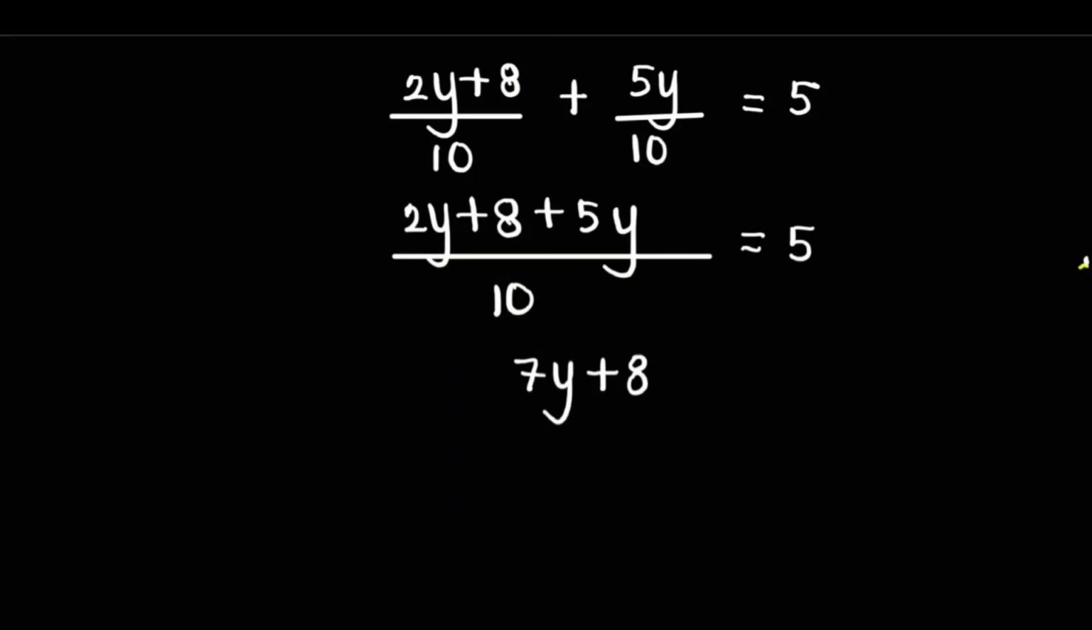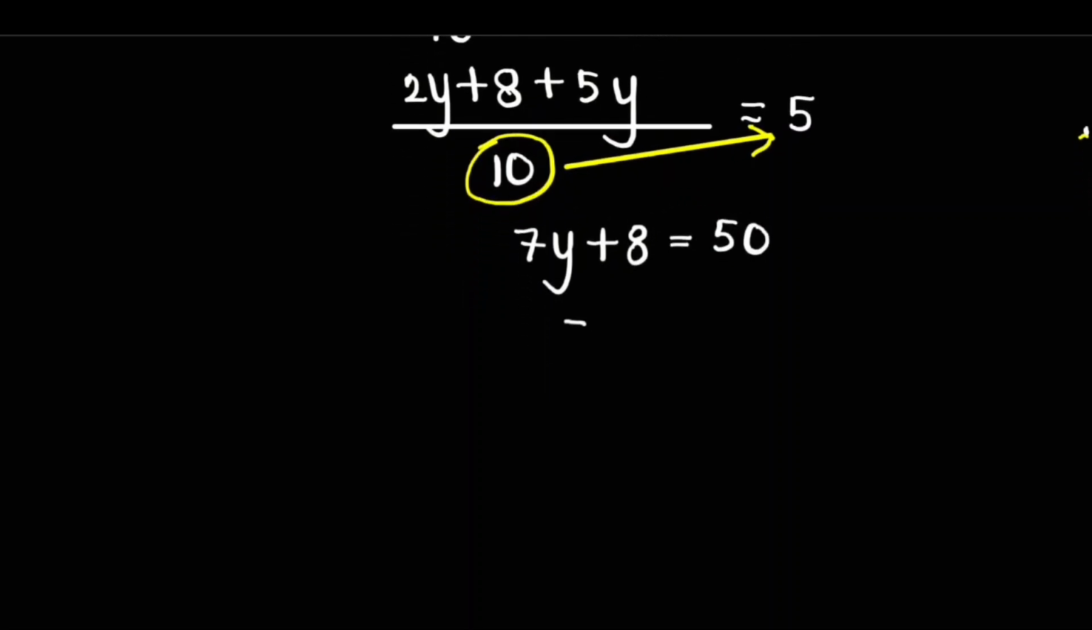Now what's going to happen here is that you no longer want this 10 in the denominator. So to get rid of it, you can look at it as you multiplying both sides by 10, or you taking the 10 and you multiplying across. So 10 times 5 is going to give you 50. Now let's take the 8 over to the right hand side. It is going to subtract. So you have 50 minus 8, which is 42.